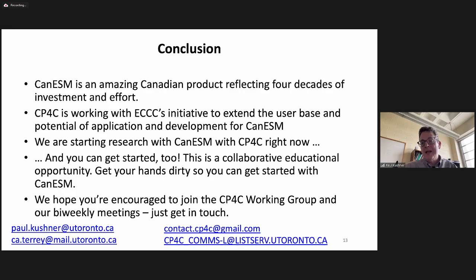All this work is highly collaborative. I would say most of the projects we have do have strong points of contact within ECCC. That's an important part of all this, but it really means there's lots for us to do from the university side and certainly from other institutions outside the academic sector as well. So you can get started too. Get your hands dirty and come to our working group meetings and get in touch, and we'll try to get you set up quickly. Okay, thanks.